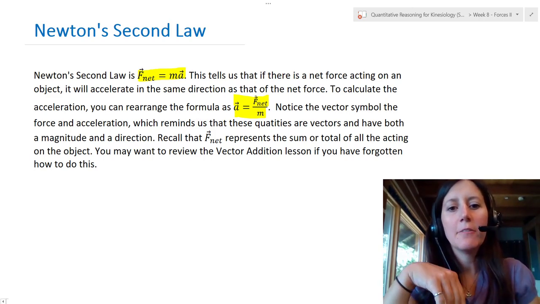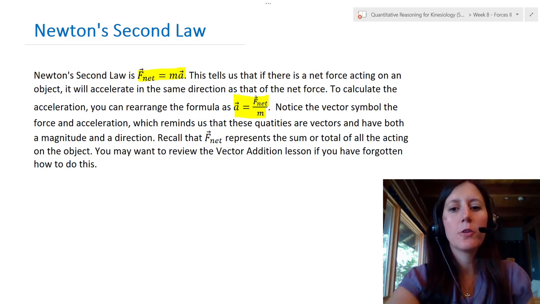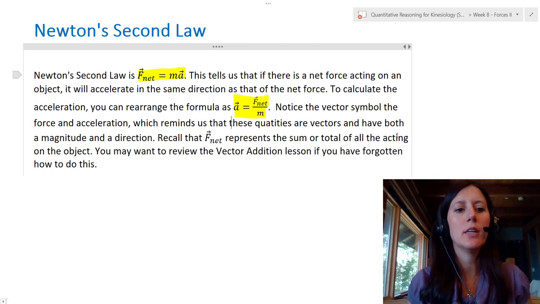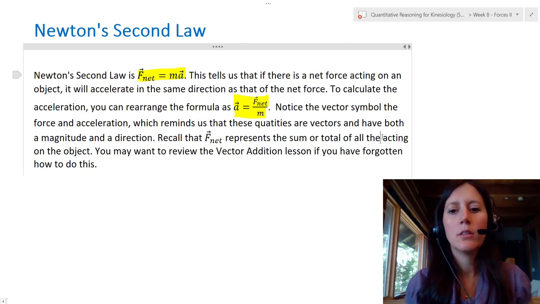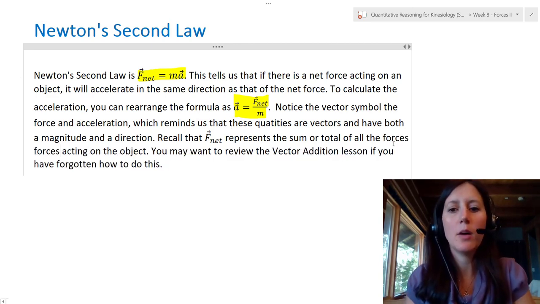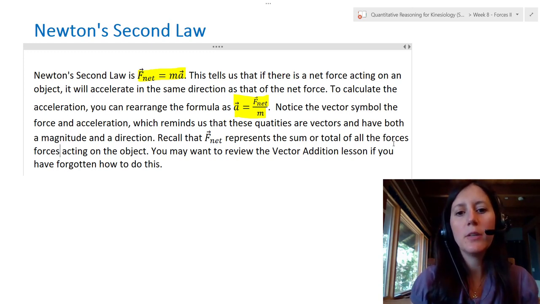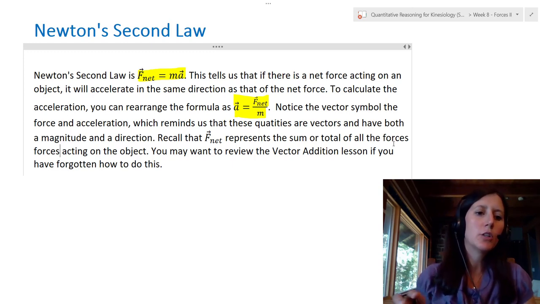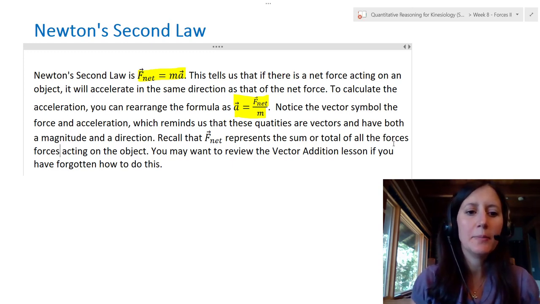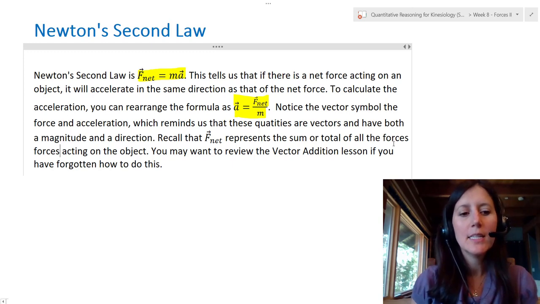Recall that F net represents the sum or the total of all the forces acting on the object. If you're unclear about what that means, you might want to review the vector addition lecture to go through those problems again. But we're going to go through that again today.